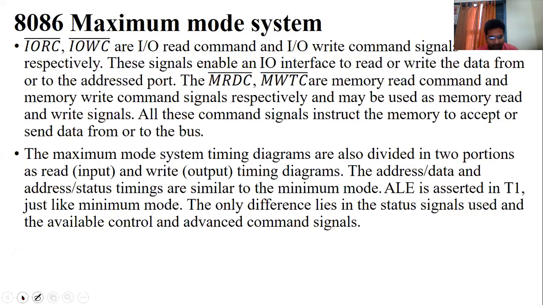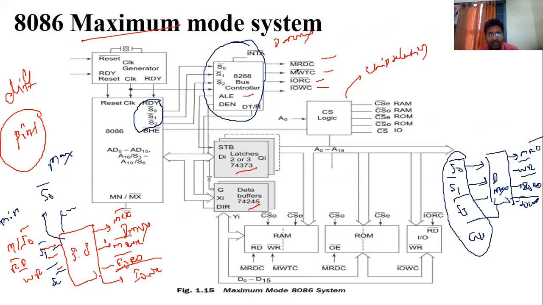Very much simple. See, this entire diagram is common, it is the same. The only difference we are going to see is that in minimum mode we use IO by M bar, RD bar, WR bar. Here IO by M bar or M by IO bar, whatever. Remaining all the things are same. Here you can also change the inputs. So this is the DMAX diagram.